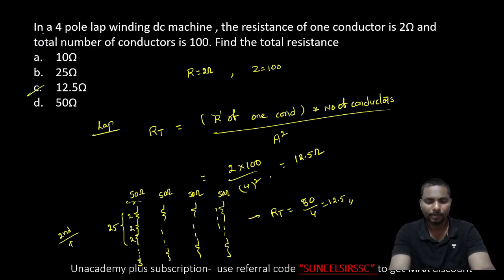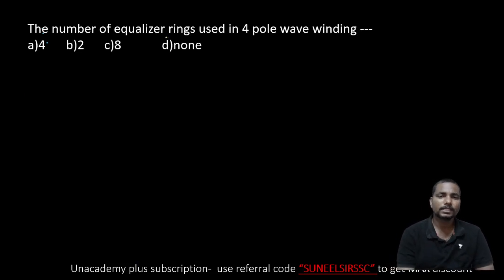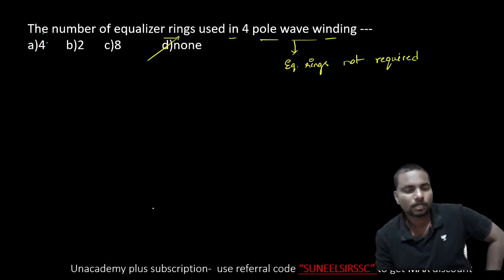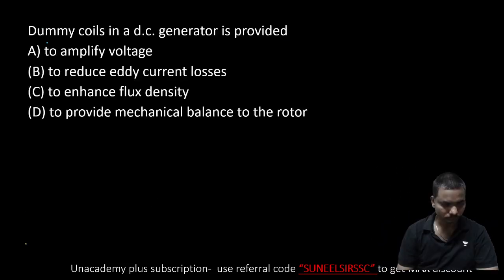Coming to the next one, the number of equalizer rings used in a 4-pole wave winding. Just now I said that in wave winding equalizer rings are not required. So if they have given a number, that is not correct. So the answer is option D, none.